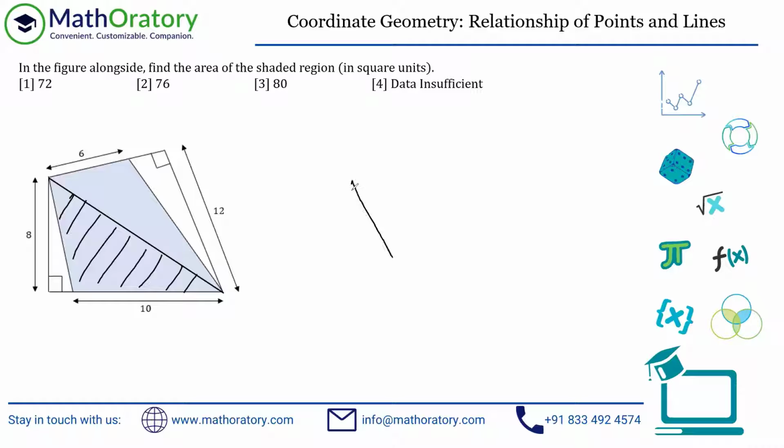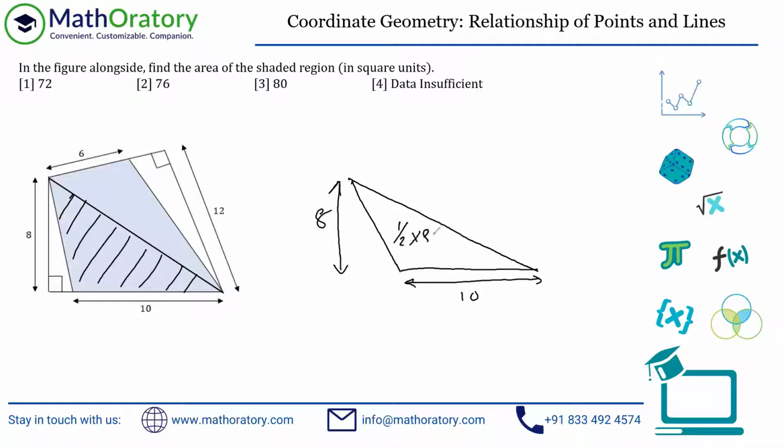So you have a triangle which has a base of 10 and the height is 8, right? This will be the height any which way, right? So this triangle has an area half into 8 into 10, as simple as that, right? So that is 40 units, square units rather.